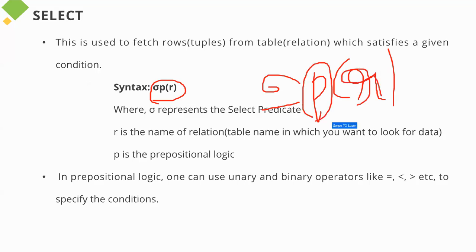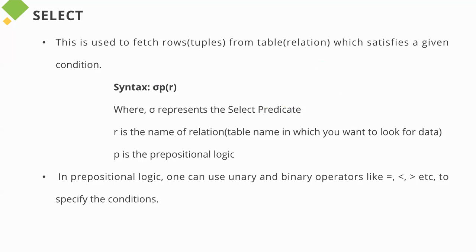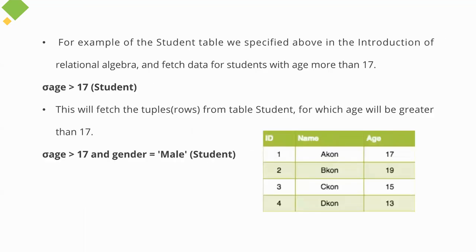And P is the propositional logic, on what logic you are selecting. In the logic we can use all binary operators: equal to, less than, greater than, everything. Sigma P of R is the syntax for this. Sigma is the select predicate, P indicates the logic, and R is the relational table on which you are performing the select operation.